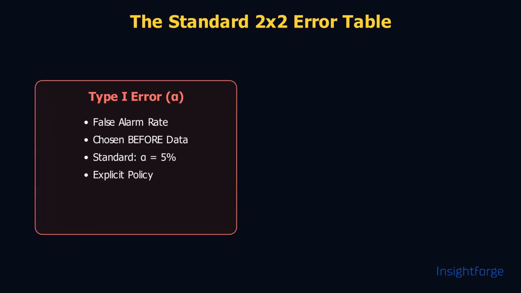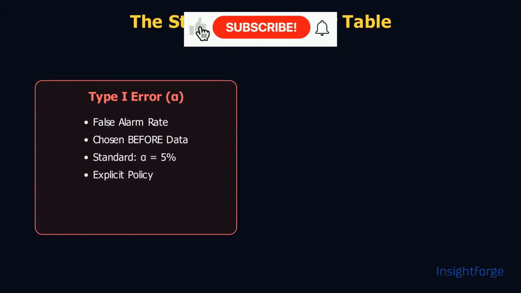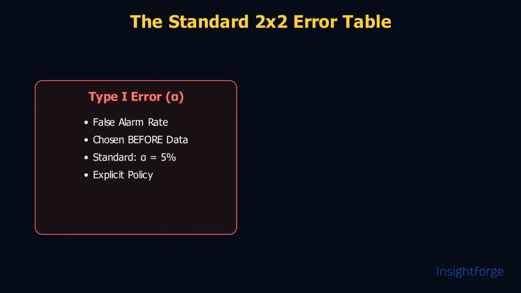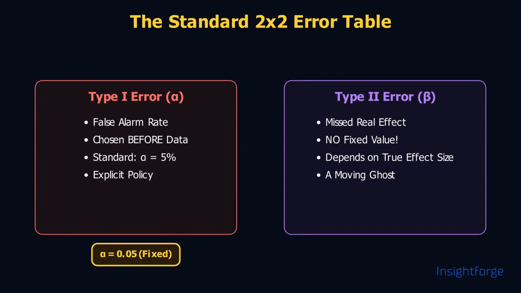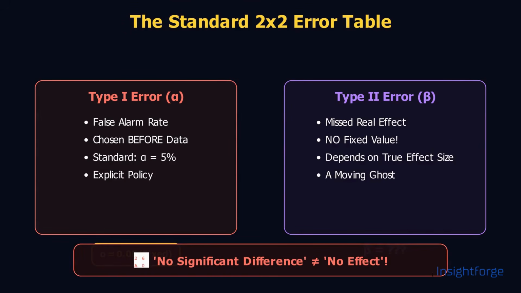When we talk about type 1 error, our false alarm rate, we are dealing with a declared number we choose ourselves before we even look at a single piece of data. That is usually our standard 5%. But type 2 error, the chance of completely missing a real effect, is a ghost. It has no fixed number on your screen, in your reports, or in your head, because its value depends entirely on how big the real effect actually is. This lopsided trade-off is why blindly accepting that standard 5% threshold can quietly destroy your project, and why the phrase "no significant difference" rarely means what you think it does.